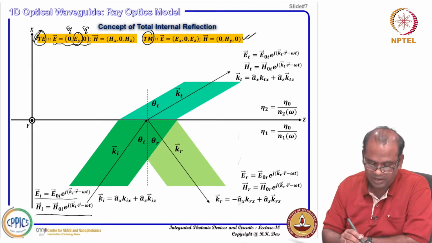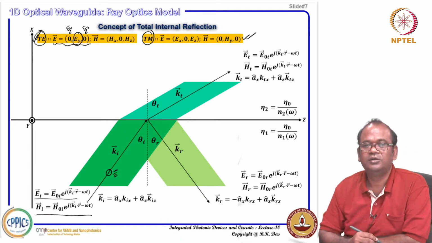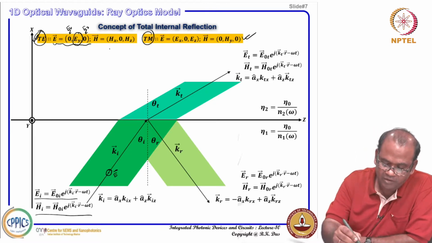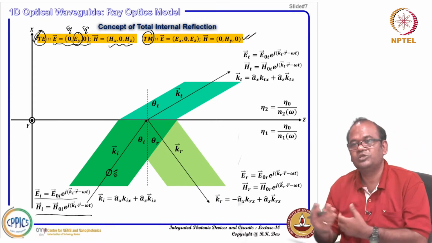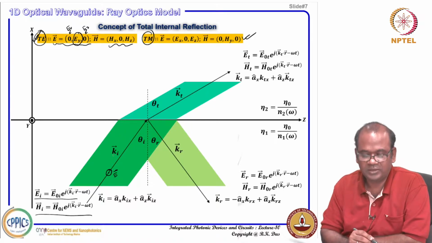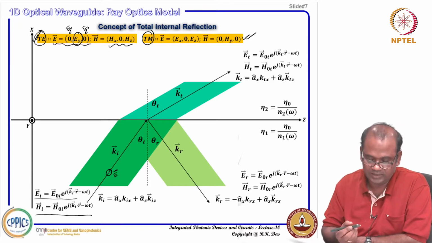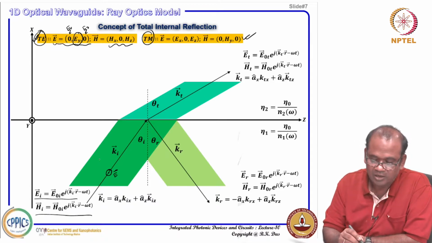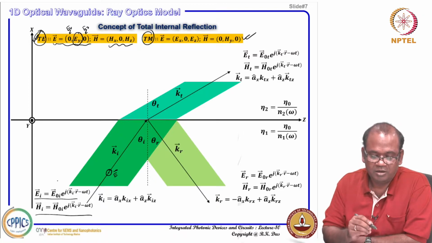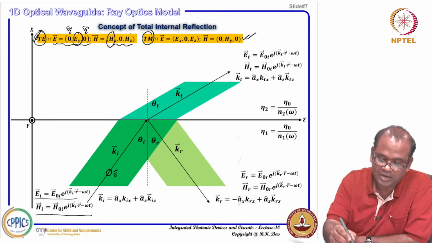So, the E field I can consider as oscillating along the y direction. It must be perpendicular to the k vector, that is correct. And the magnetic field must also be perpendicular to the k vector, and it should be perpendicular to the E vector also. Since E is oscillating along the y direction, the magnetic field should be in the xz plane. So the magnetic field will have an x component and a z component, no y component.